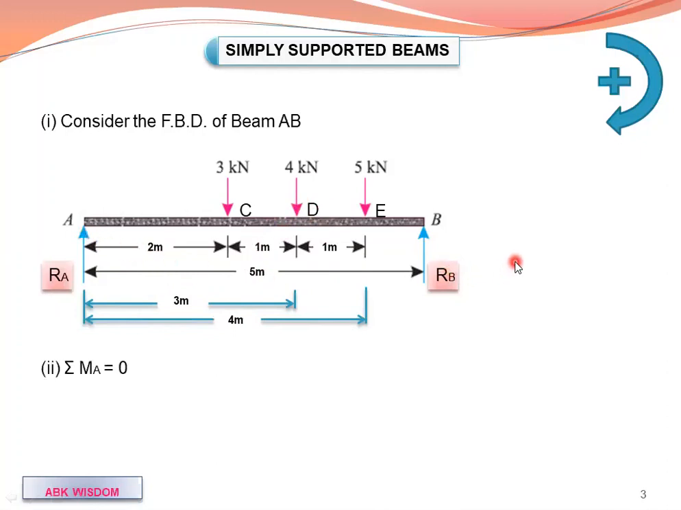So next, second step is, let us take the summation of moment at A is equal to 0. So using this equation of equilibrium and taking all the algebraic sum of moments should be equal to 0, we will be able to find one of the unknowns. This RA and RB are the two unknowns. So we have to use two equations of equilibrium in order to find the support reaction.